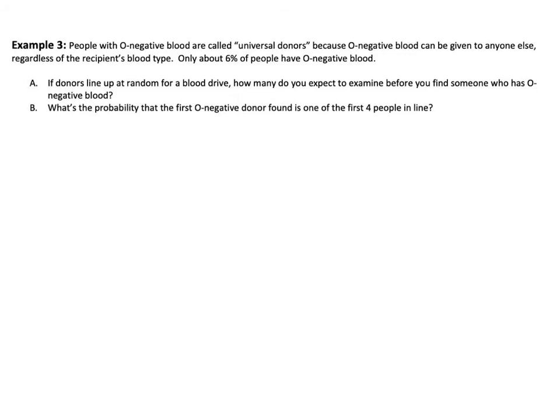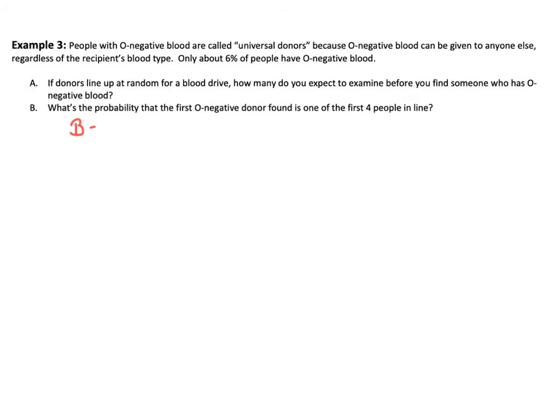Our third example and final one in this video is: people with O-negative blood are called universal donors because O-negative blood can be given to anyone else regardless of the recipient's blood type. Only about 6% of people have O-negative blood. Part A, if donors line up at random for a blood drive, how many do you expect to examine, that's your mean, before you find someone who has O-negative blood? Part B, what's the probability that the first O-negative donor is one of the first 4 people in line?